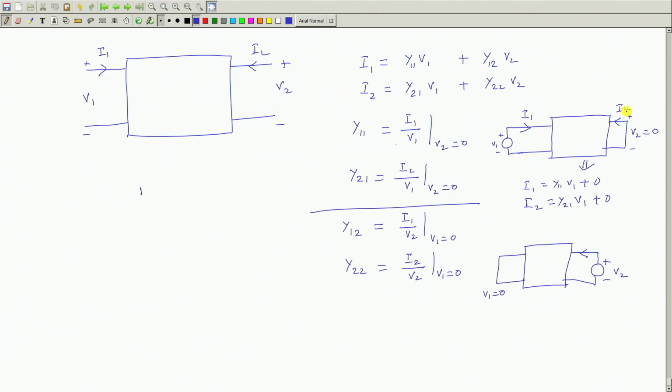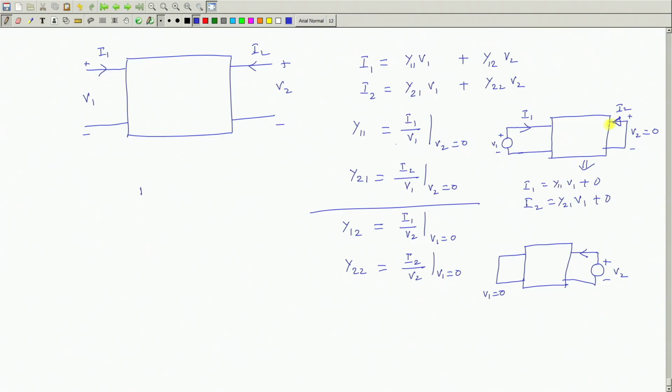This Y21 is this current; you must find out I2 by this V1. I think I just missed this I2, because the direction of the current is what people all over the world have decided to be like that to describe a two-port network. No point in fighting with the fact; why not assume I2 like this. And we know in a network the direction of currents or polarity of the voltage is up to you to choose. Anyway, we will follow this one, which people follow worldwide.